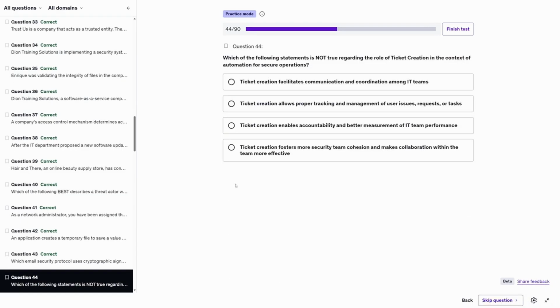Which of the following statements is not true regarding the role of ticket creation in the context of automation for secure operations? So we're just going to read through and see what makes the most sense here. All right, and the correct answer here is going to be D.